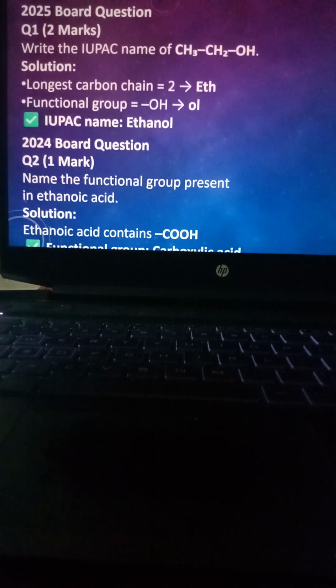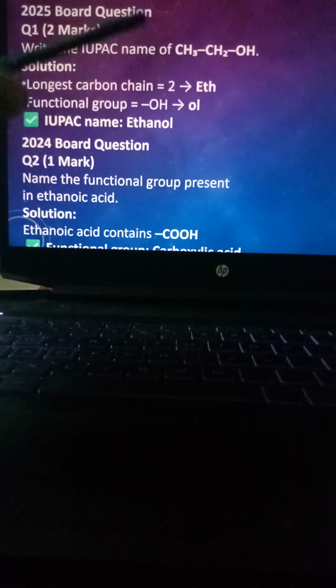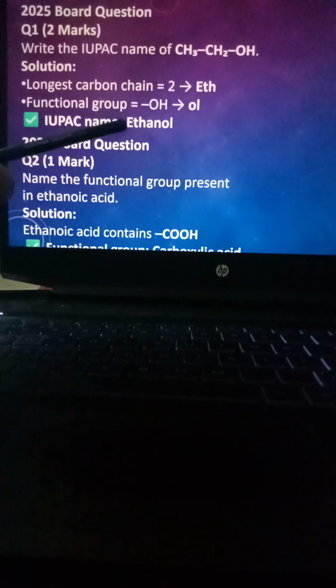Now let us see some board questions asked in previous years. In 2025 they asked: write the IUPAC name of CH3CH2OH. The solution: the longest carbon chain is 1, 2, 2 carbon atoms. So eth. What is the functional group? OH, which we represent as OL. So the name is ethanol.